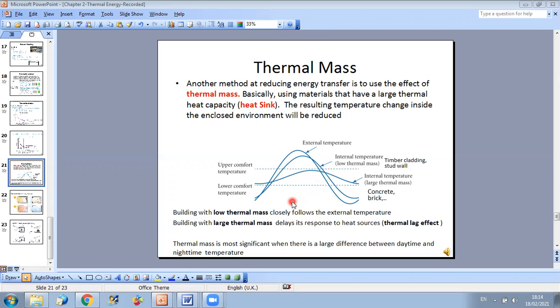So we can say that in this case, the presence of large thermal mass will delay the building response to heat sources and therefore will cause a thermal lag effect. This is due to the positive role played by the thermal mass, which will absorb heat during the day, avoiding overheating, and release heat during the night to warm the inner space. The presence of thermal mass is particularly important in case of high temperature difference between day and night, where the thermal mass will store heat during the day and release it back during the night.